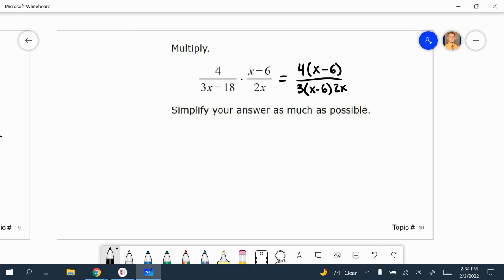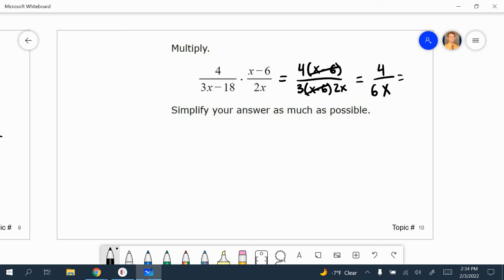I noticed that everything on the top is really being multiplied. I see the subtraction symbol in there, but that parentheses is just like one chunk of stuff for me. So it's really 4 times a chunk, and then on the bottom we have 3 times a chunk times 2x. So I can actually cancel out these two pieces since everything really is being multiplied. And then that would leave me with 4 over 3 times 2 is 6, so I can just multiply those together real quick. And then x on the bottom.